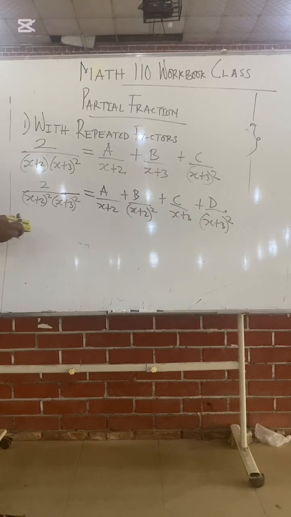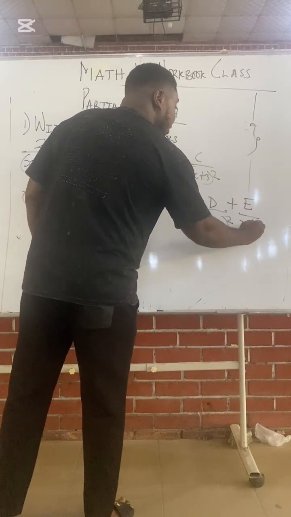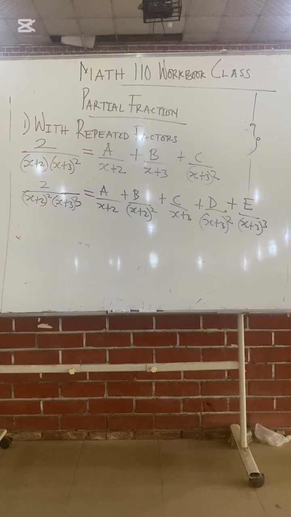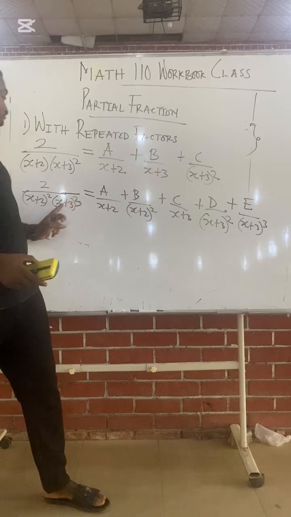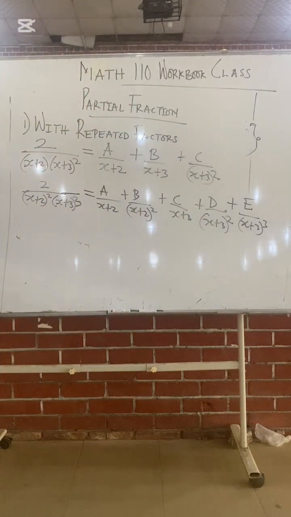Class, imagine they now make this a cube. What if one of them is a cube? I will go further and say plus e all over s plus 3 raised to power. If one of them is cubed, you mention him alone, mention him squared, and mention him cubed. I hope you get the concept, the idea. You get the idea?